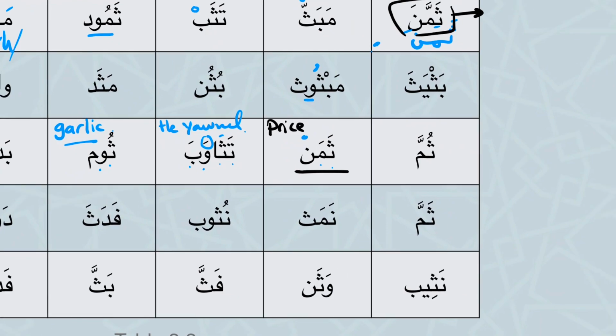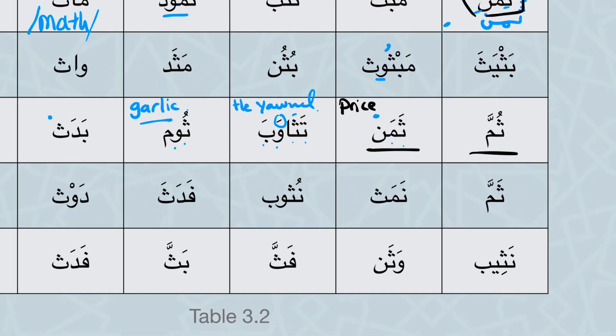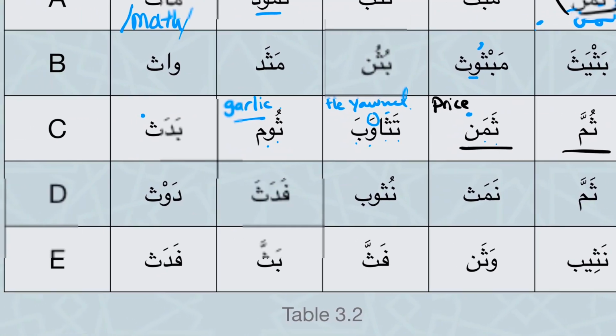Let's continue. Thumma: the tha has a dhamma, and the meem is doubled with a fatha, so it's thumma, thumma. Thumma means something like after, or so on, but it's a conjunction. It's not a word on its own.